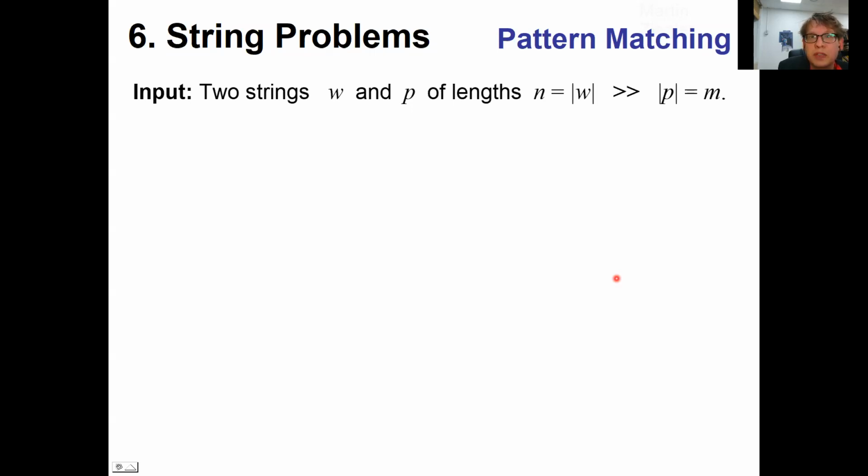So the name of that person will be short compared to the length of the novel. Think of W as the novel and P as the name of the character that we want to search in that novel. When we analyze our algorithm for that problem, both parameters will be relevant, but n is going to be the larger one, generally speaking, than m, where m is the length of the pattern.